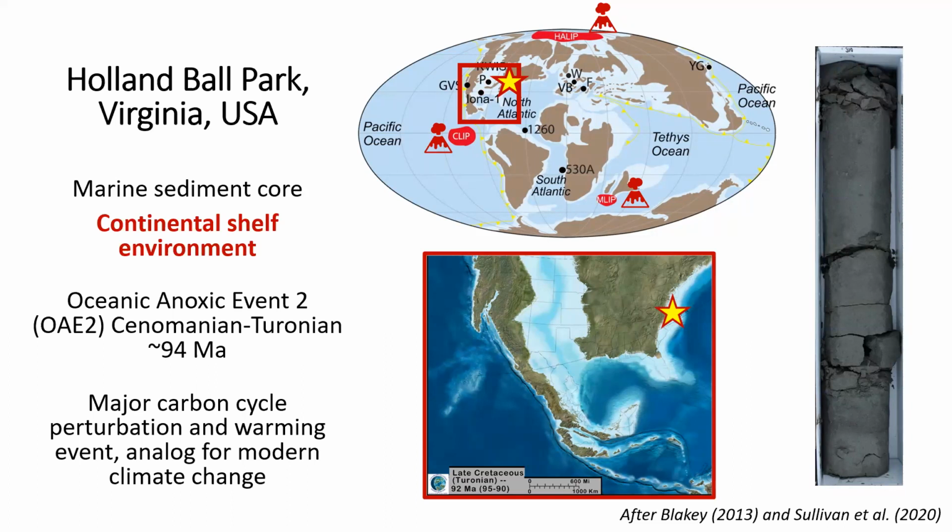And you'll notice in the top figure here, particularly that it's in the center of 3 large igneous provinces. So we can begin to answer questions about sources of iron and the effects of these large igneous provinces on continental shelves.